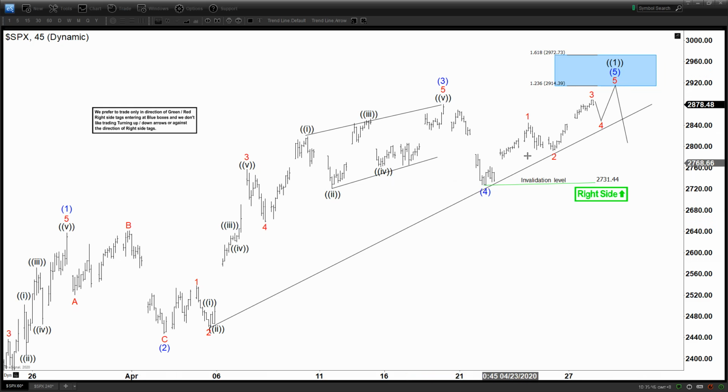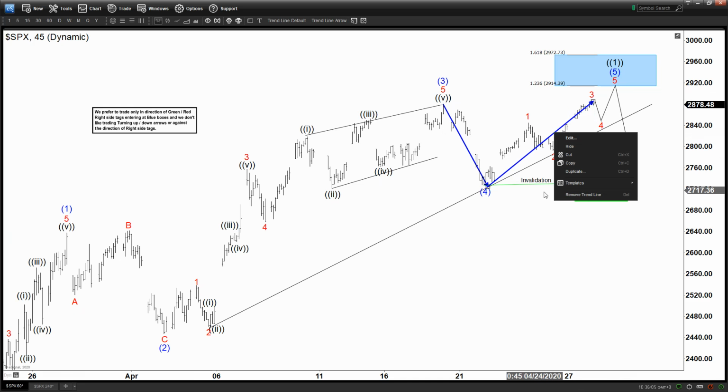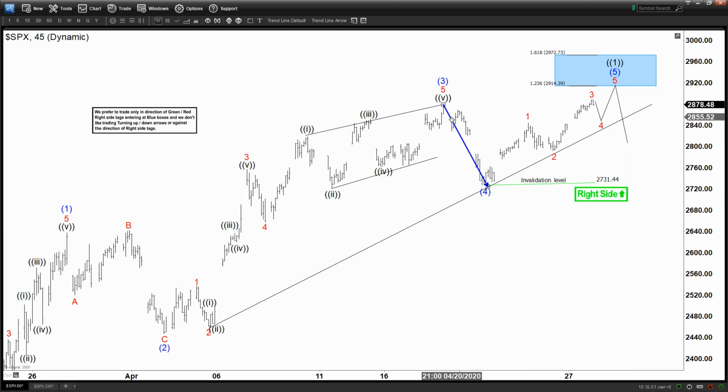Now again, a couple of other possibilities here. For example, so far we have 3 waves up from the 4 in blue. We could have done a flat, for example, in which you have 3 waves up and then a decline, if that's the case. But other than that, it is kind of risky if you think about it to chase to the long side.